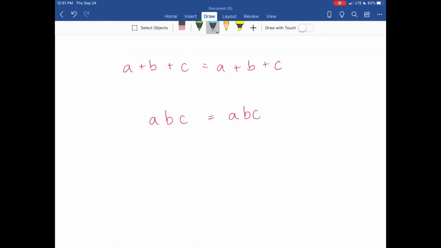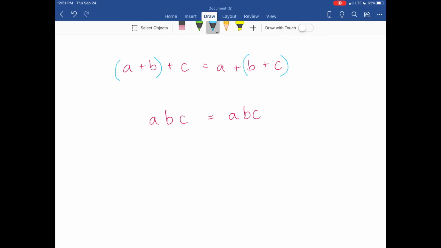So if I had this statement, which obviously is true, it's identical, the associative property is telling me this would still be true regardless of which 2 terms we take the sum of first. So in parentheses, a plus b plus c should equal a plus, in parentheses, the sum of b and c.